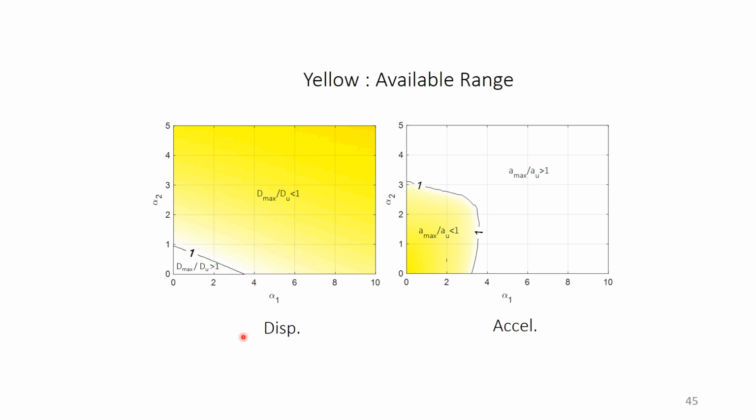And the left figure will be the displacement design range, and the right side figure will be the acceleration design range. So the yellow color area will be the available range, where Dmax divided by du is less than 1. It means the combinations in this yellow color area are promised to be an okay design for the displacement. And the yellow area in the right side figure is where Amax divided by AU will be less than 1.